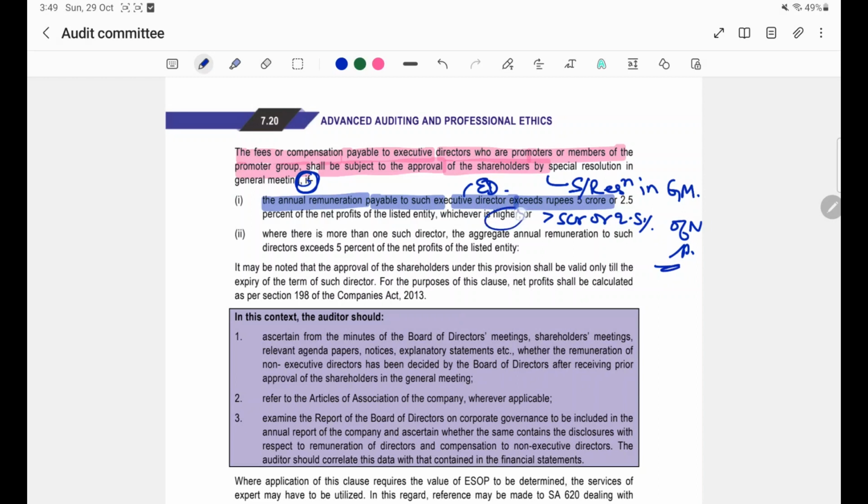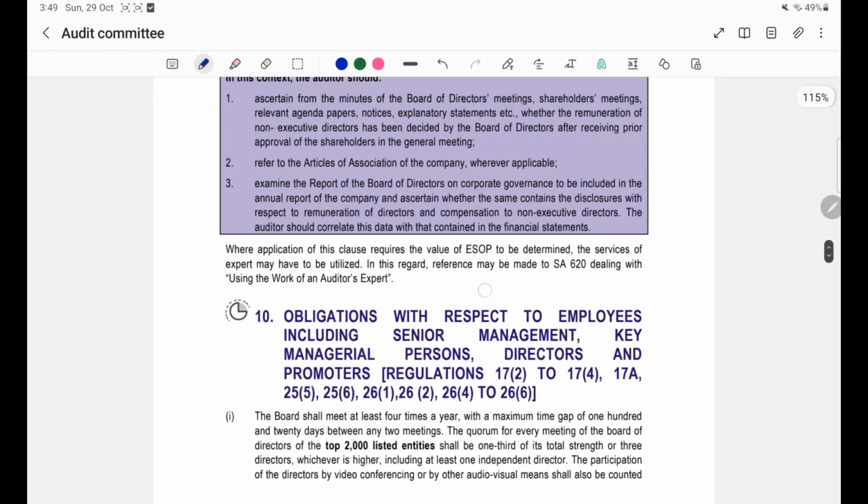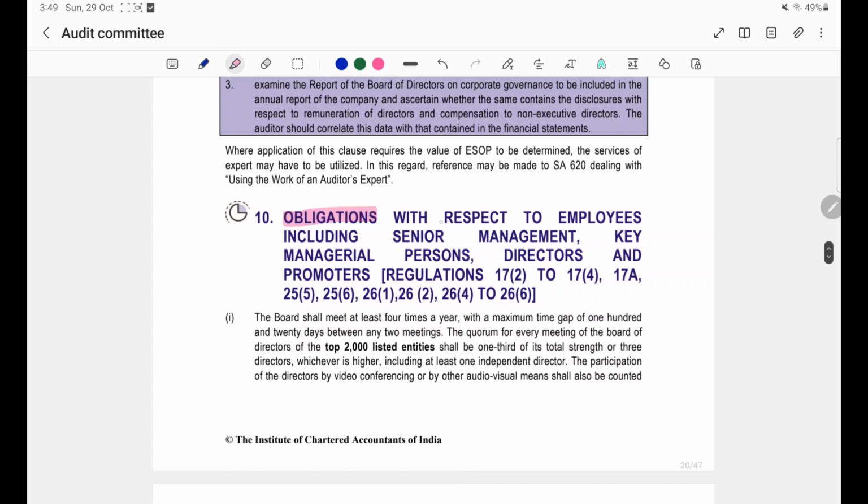So whichever is higher, again what we have to see, whichever is higher. Or the second condition is when there is more than one such director, the aggregate annual remuneration to such directors exceeds 5% of net profit. So if any one of the conditions is satisfied, then we have to take special resolution in general meeting approval. Now the next topic is obligations with respect to employees, including senior management, KMP, directors and promoters.